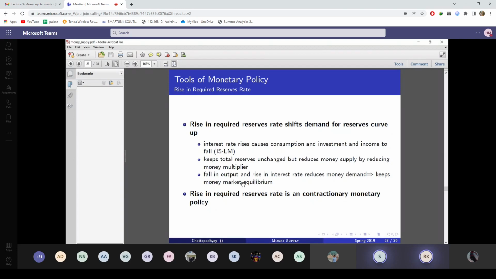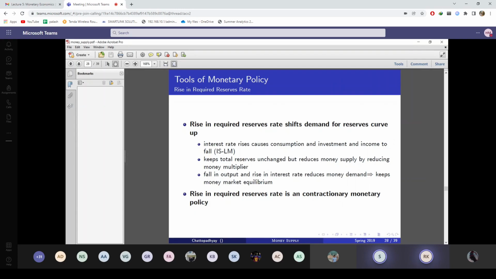This is basically coming from the LM curve, and that is why interest rate rises. Okay, so it is basically a contractionary monetary policy. A rise in the required reserves, the contractionary monetary policy, is going to reduce money supply and increase interest rate.